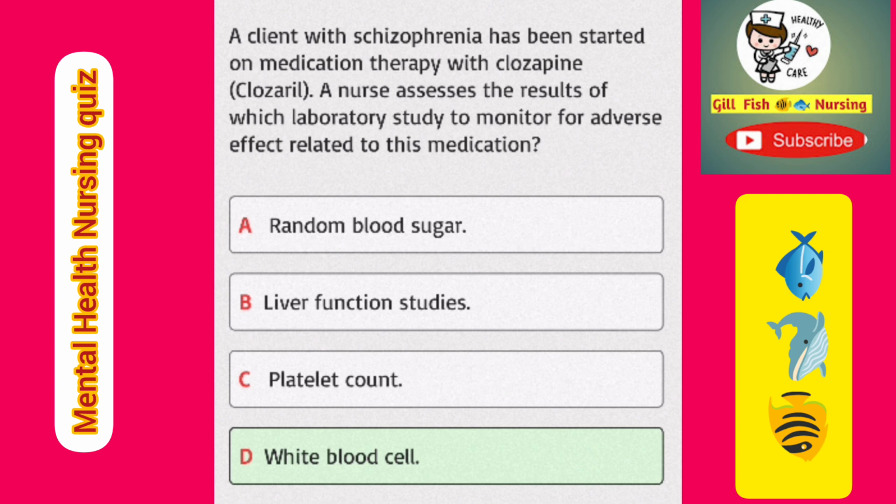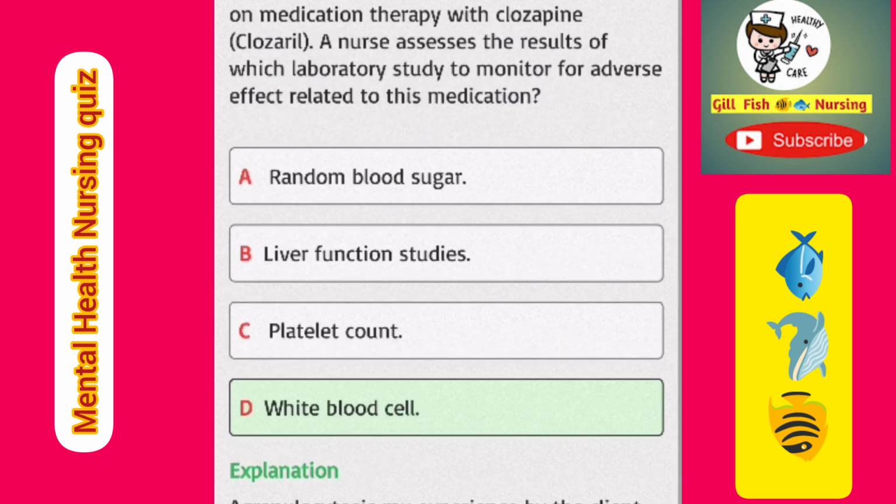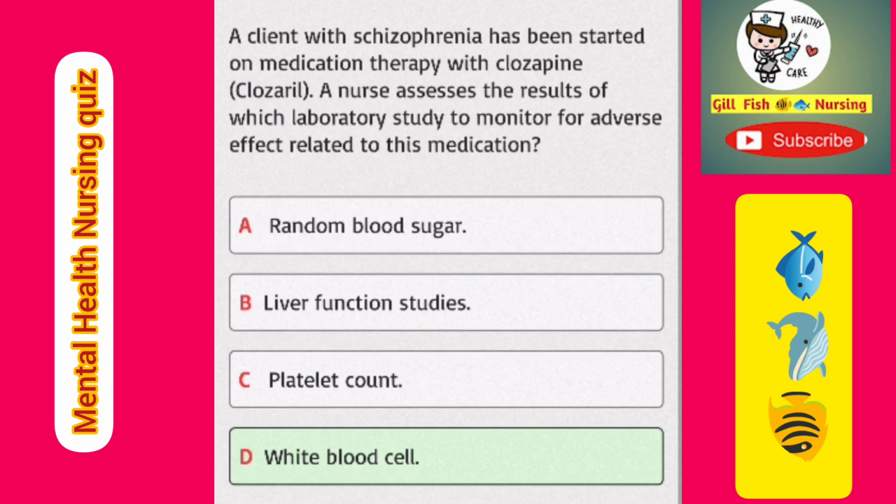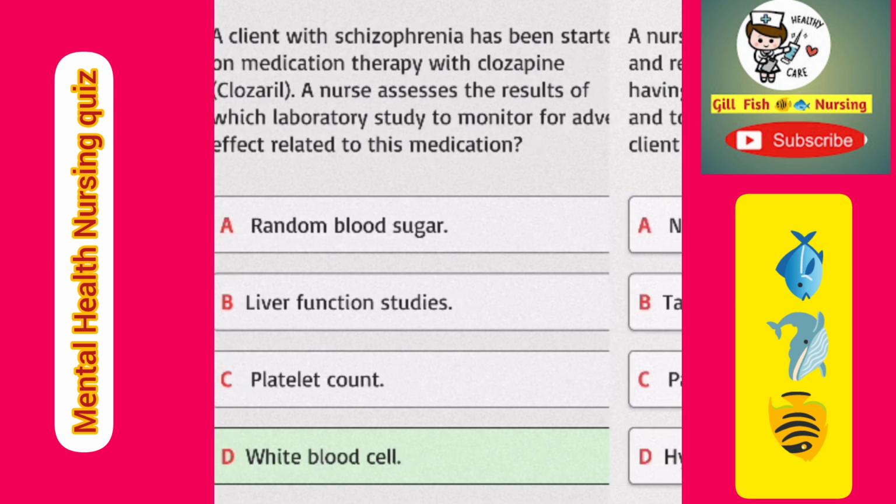White blood cells. Because with clozapine, what will happen is agranulocytosis. So what happened there? So that is why you should monitor which one? White blood cells. It is going to cause agranulocytosis. Okay, fine. Next question.